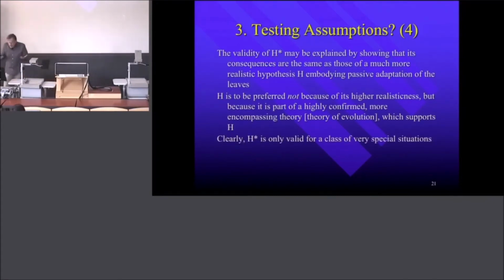And then quite clearly, he also stresses that H star is only valid for a class of very special situations. Right? Only for trees in a certain situation is this valid, then you get the right consequences, right? So if you do something to the tree, so you change the sunlight daily or whatever you do, then H star may give you very bad predictions, but in certain situations it may give you very good predictions.